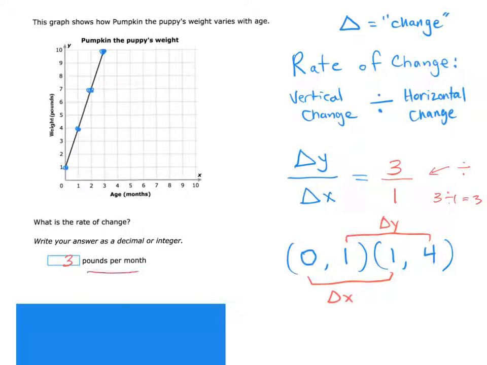What's nice is that in IXL, they kind of give you a hint. They're telling you it's basically a unit rate, because it says per month, and it's indicating that you're looking for some amount of change compared to this amount right here.